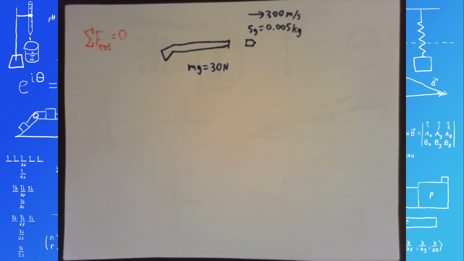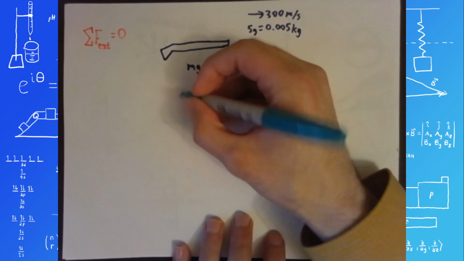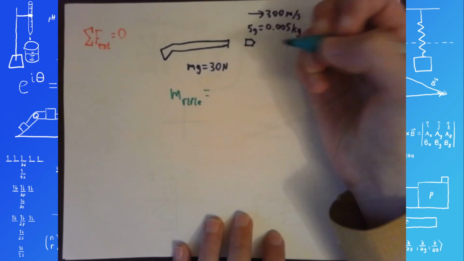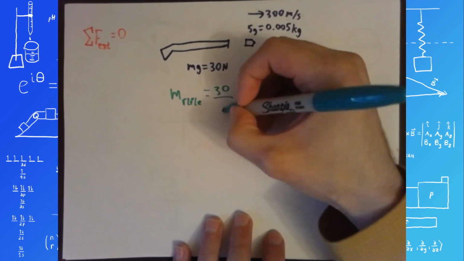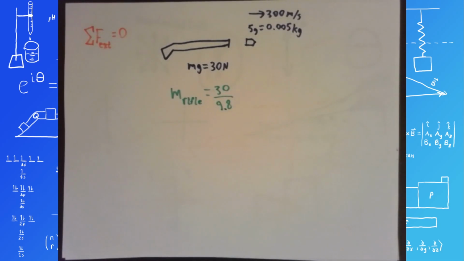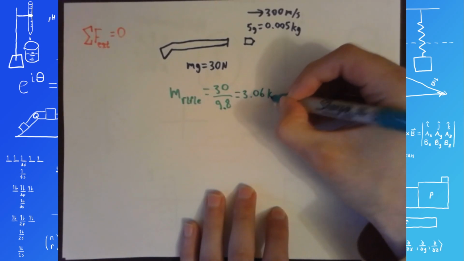Anyway, let's go ahead and do some math. So I want to figure out the mass of the rifle here, and I guess I should have labeled it M rifle. So M rifle is equal to 30 newtons over G. 30 over G is 9.8, or 9.81 if that's what you prefer, or even 10 if you prefer to simplify it even further than that. But 30 over 9.8 gives me 3.06 kilograms, give or take.